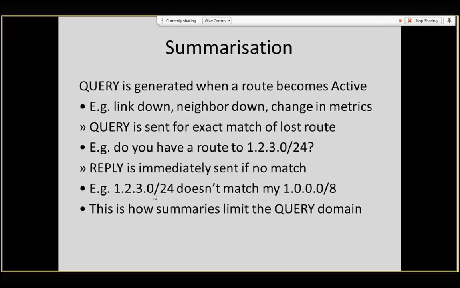So if we had all these related routes in a single prefix, then if one of the prefixes had gone, there wouldn't have been any query, because the whole network is still available. So there wouldn't have been any query. It would still be sent to the same router.